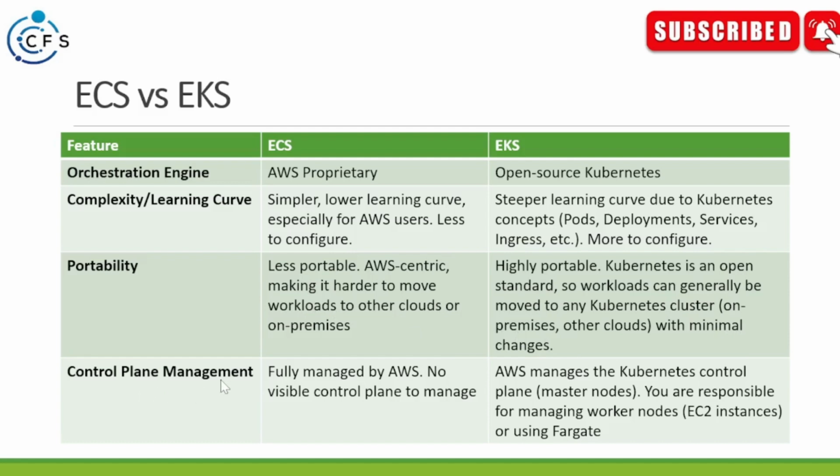Control plane management is important because we should know about our containers' health. With ECS, it is fully managed by AWS, with no visibility or control plane to manage. Everything is managed by AWS. Whereas with EKS, AWS manages the Kubernetes control plane master node, and you are responsible for managing worker nodes. You can use EC2 or Fargate, so these worker nodes we can easily manage and see. So these are four major differences between ECS and EKS.